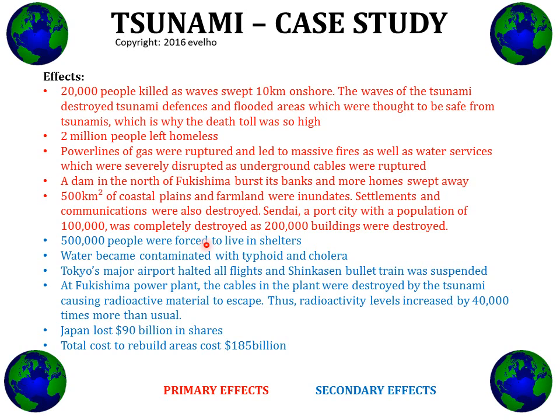500,000 people were forced to live in shelters. Water became contaminated with typhoid and cholera, and Tokyo's major airport halted all flights, and the Shinkansen bullet train was suspended. At Fukushima power plant, the cables in the plant were destroyed by the tsunami, causing radioactive material to escape. Thus, radioactivity levels increased by 40,000 times more than usual. Japan lost $90 billion in shares, and the total cost to rebuild areas was $185 billion.